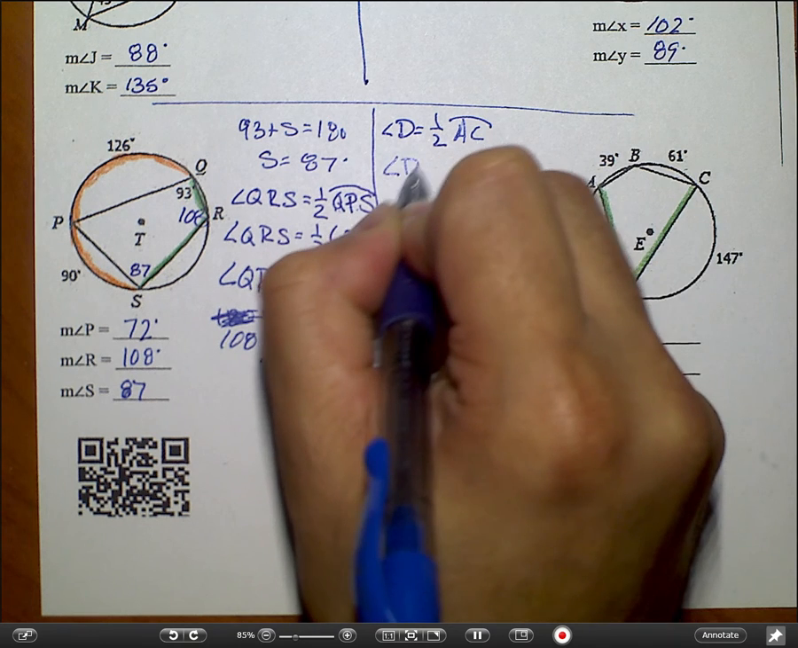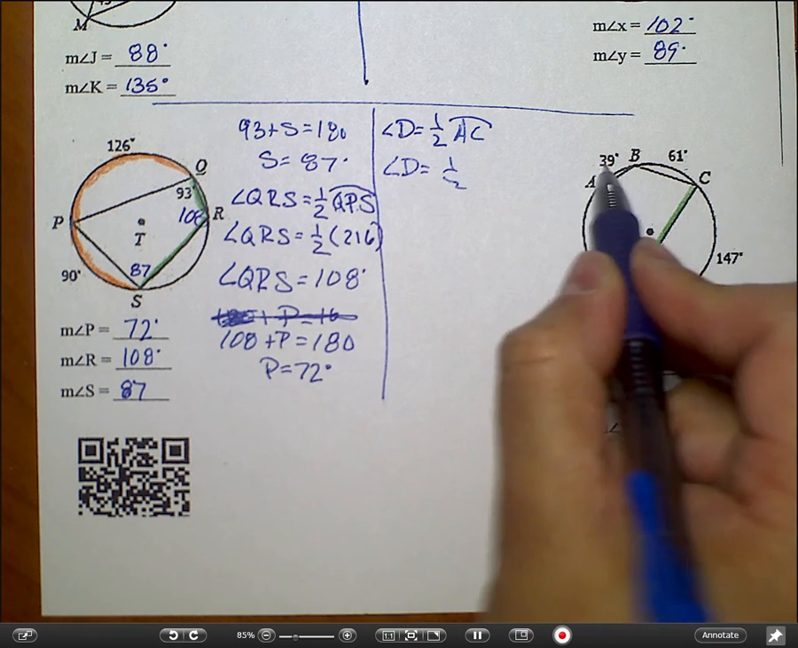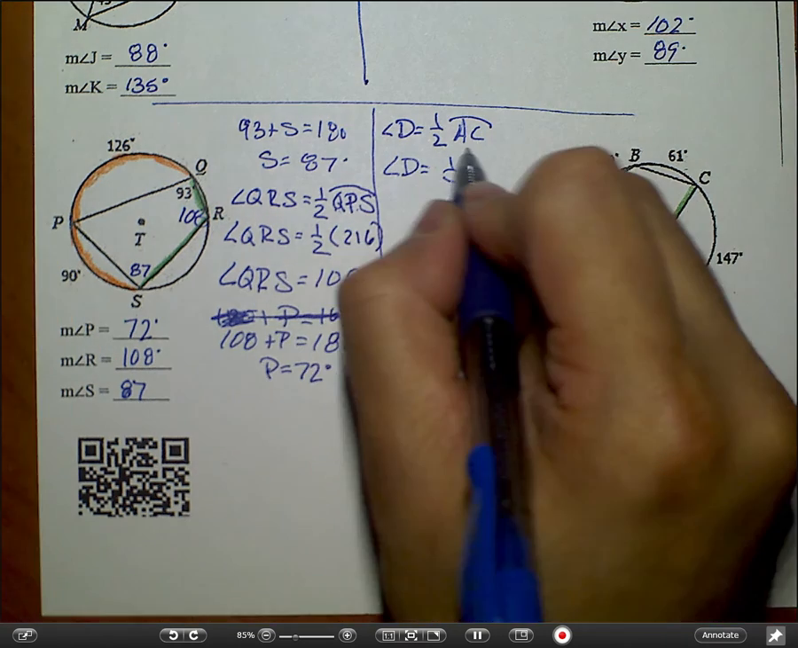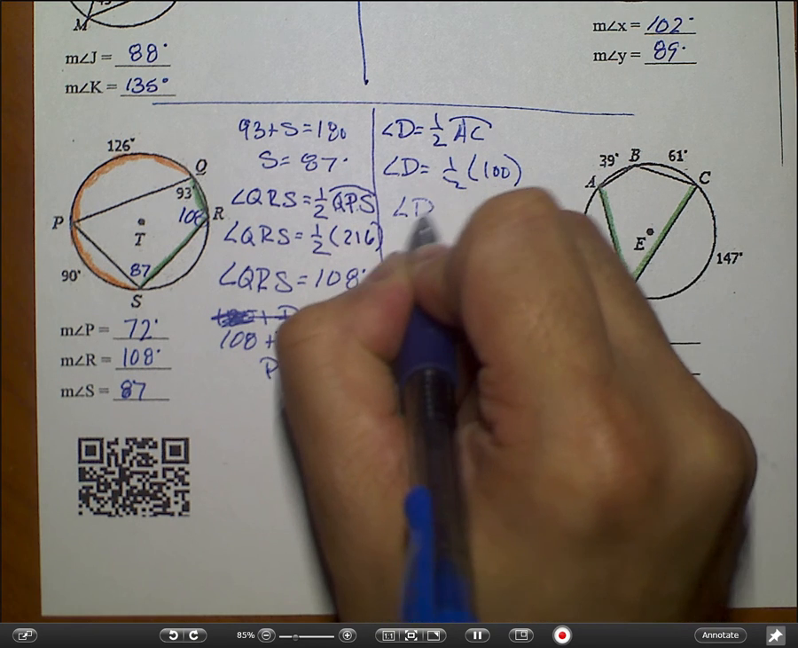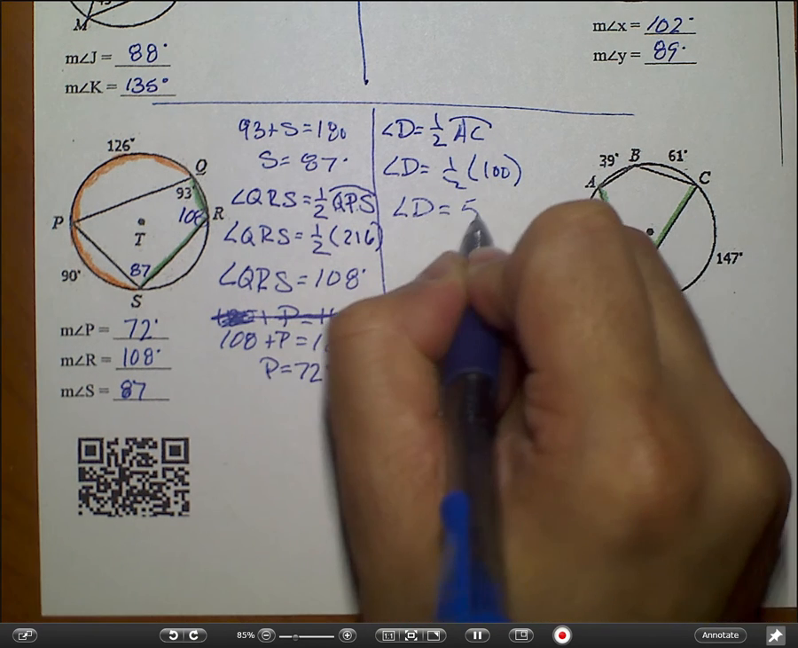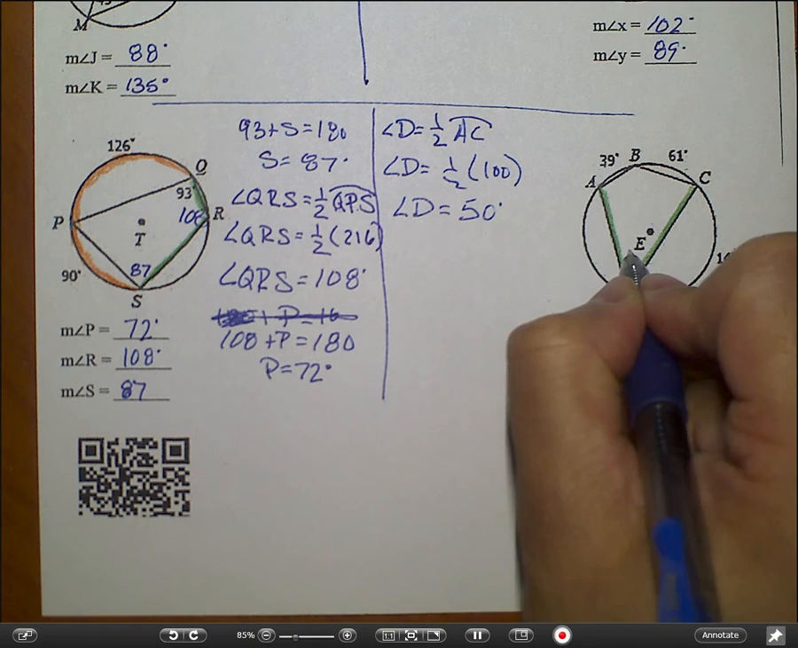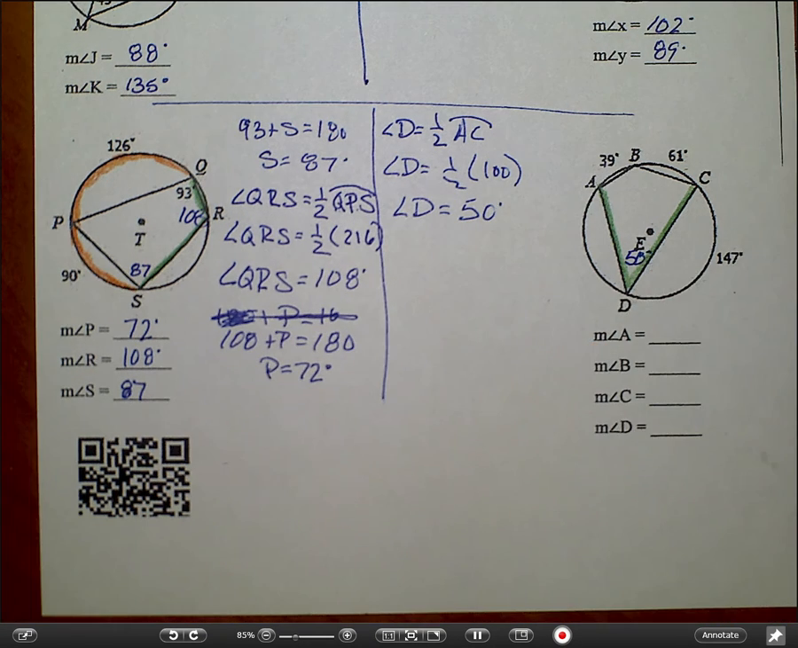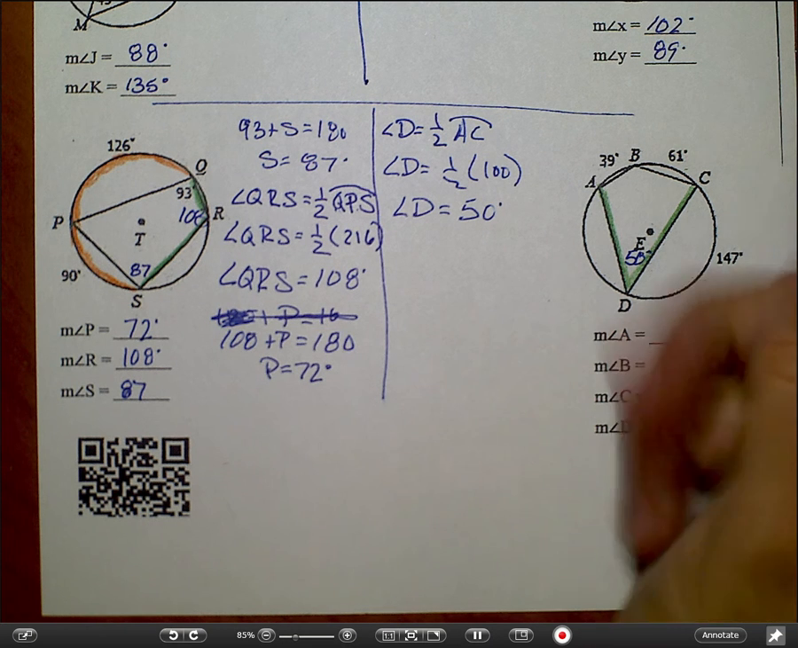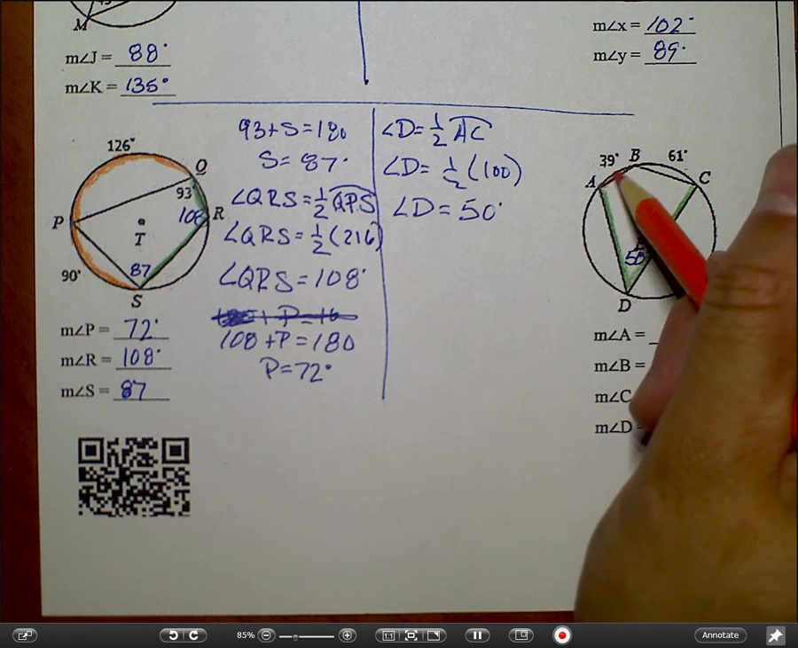Angle D is equal to 1/2. What do we get here? 100. So angle D is 50. So I'm going to put that right there. 50. Is that 1,000? That's 100.